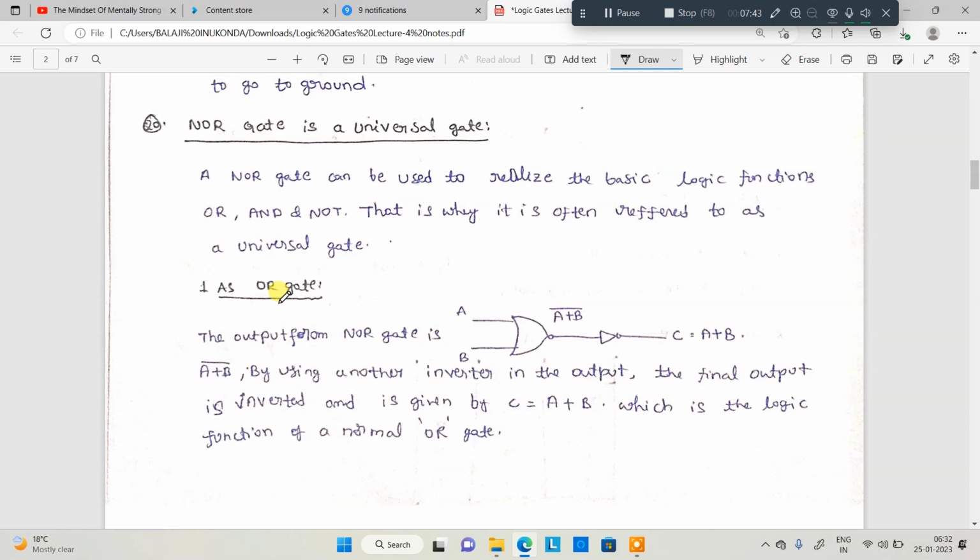Okay. Now this particular NOR gate can act as a universal gate. That means that using only one NOR gate, the AND gate, OR gate and NOT gate, all three gates, can be constructed. That is a speciality here. That's why the NOR gate is a universal gate. I will prove why the NOR gate is a universal gate.